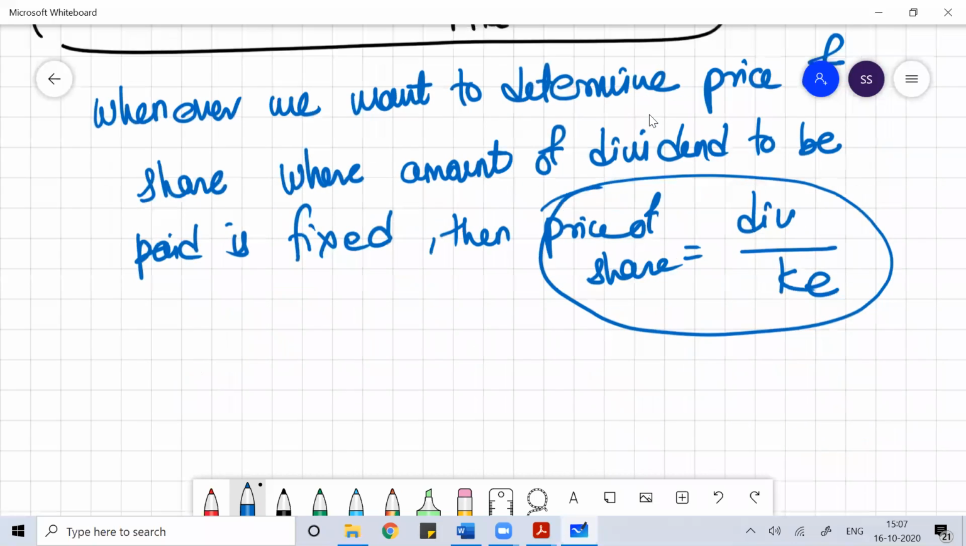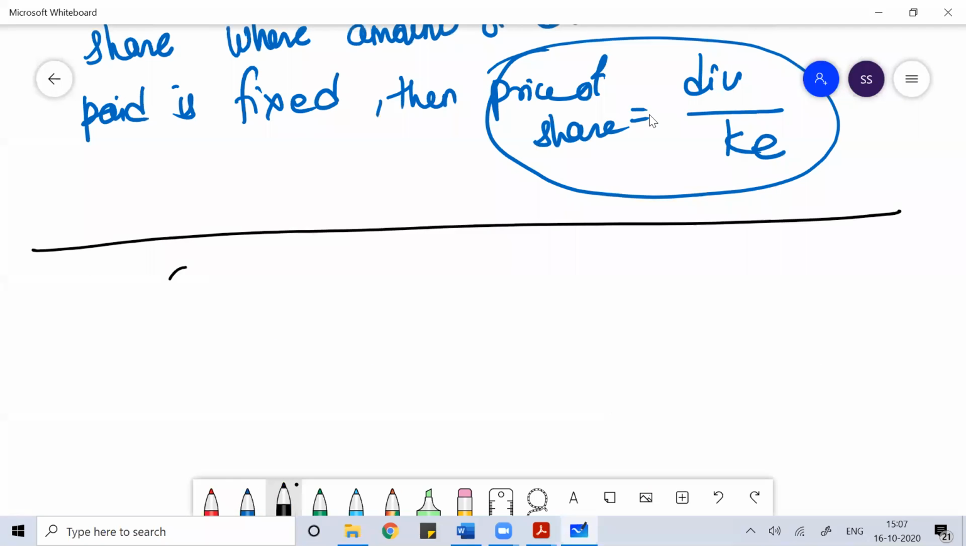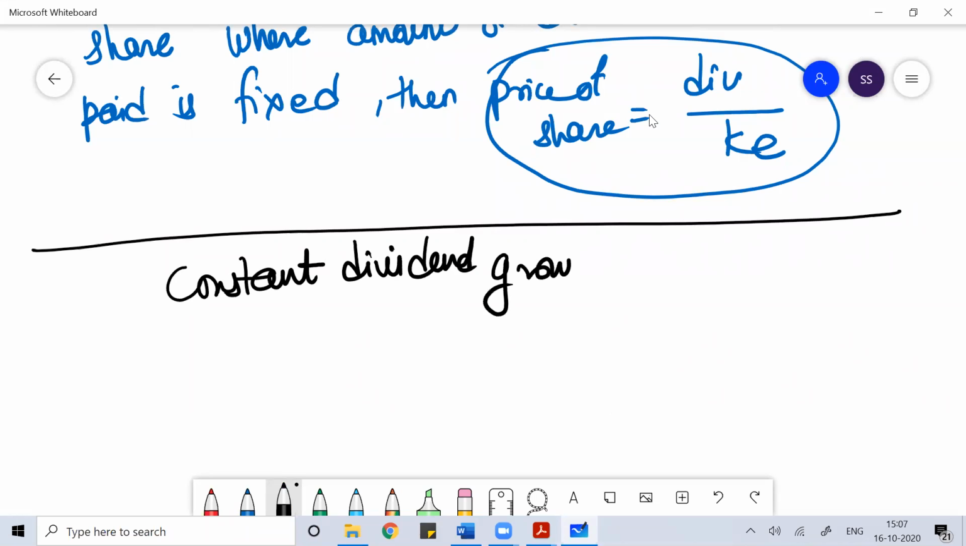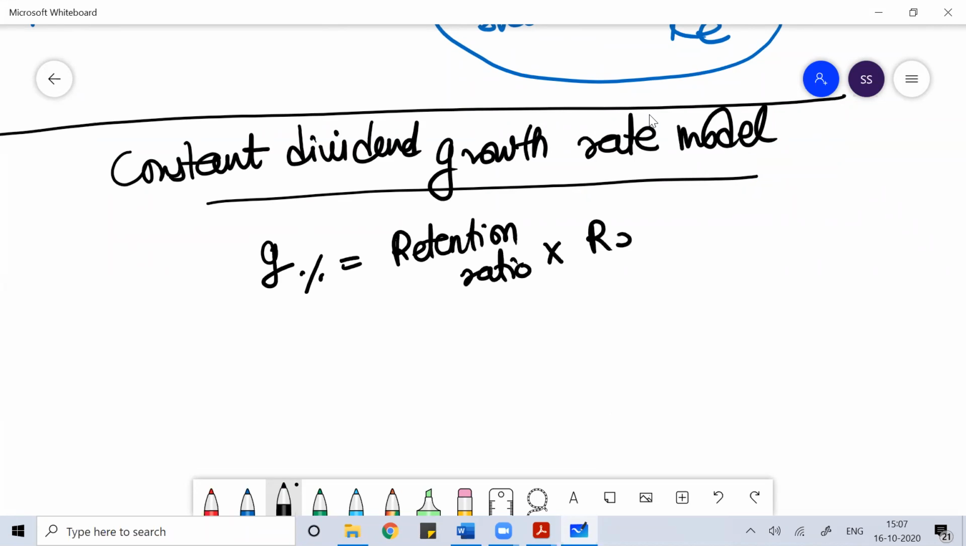Okay, going further, now we'll talk about the constant dividend growth rate model. When we talk about this model, I hope you remember the formula I told you yesterday. The formula of growth rate is retention ratio into return on equity. This is the formula of growth rate. I hope you still remember it.